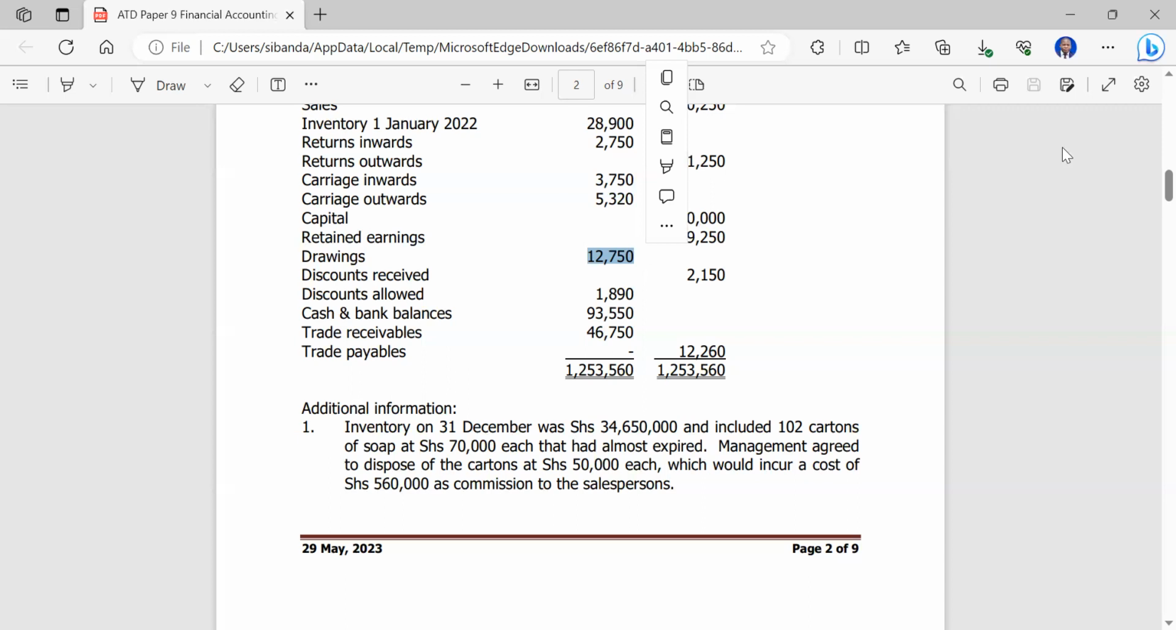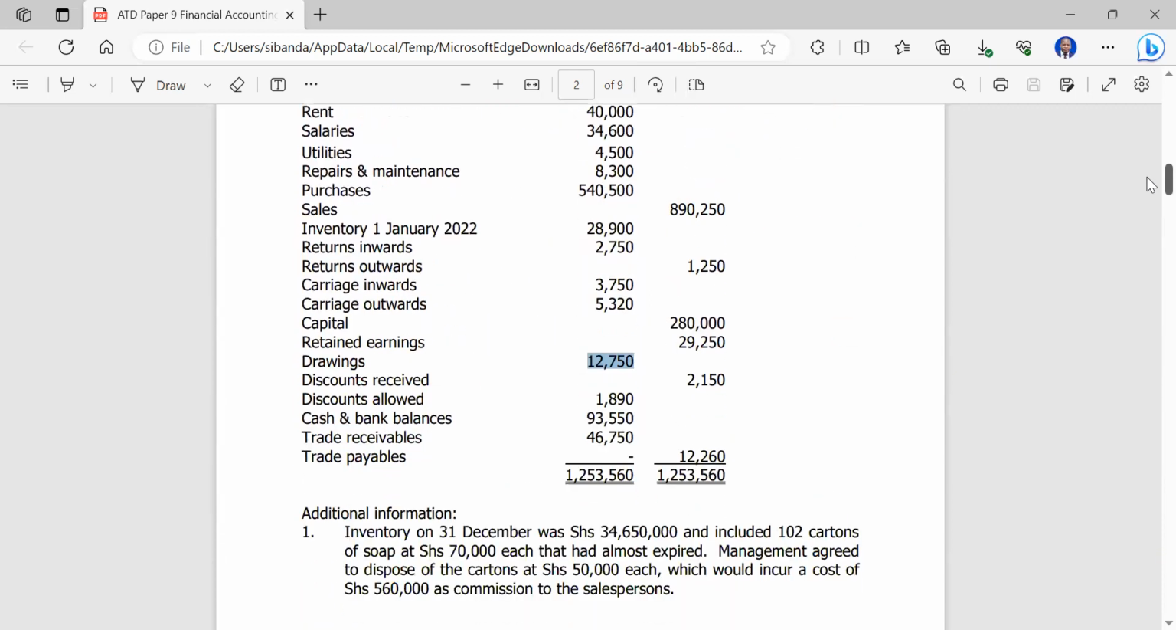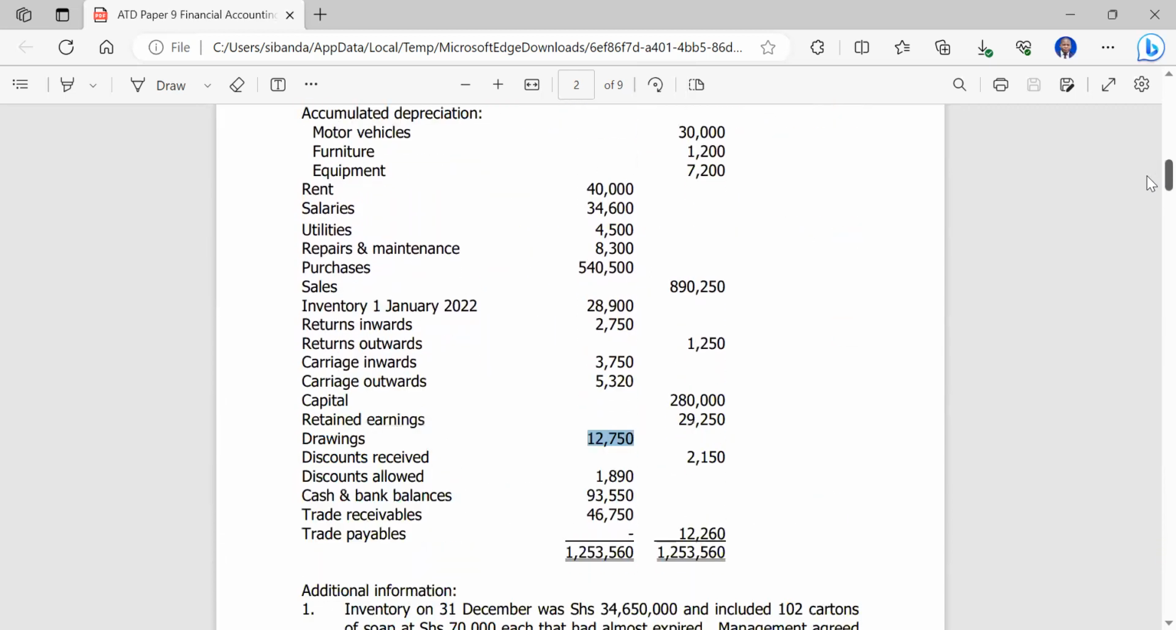Now, this one is not a statement of profit or loss. This is a trial balance. A trial balance will always have all items, all accounts, despite them going to the statement of financial position or the statement of profit and loss; it will have everything. So drawings are here within our trial balance, and we move them from the trial balance to the statement of financial position.